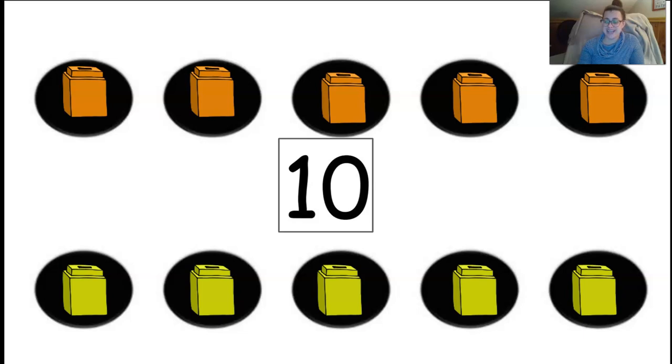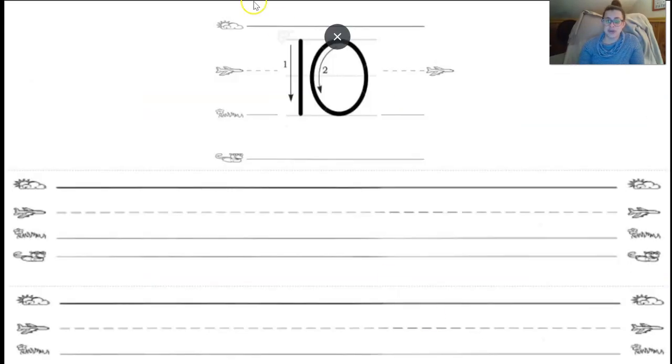This is the number 10. Remember, 10 is written with a 1 and a 0. A 1 and a 0. Your teacher's going to pause the video and you're going to practice how to write the number 10.